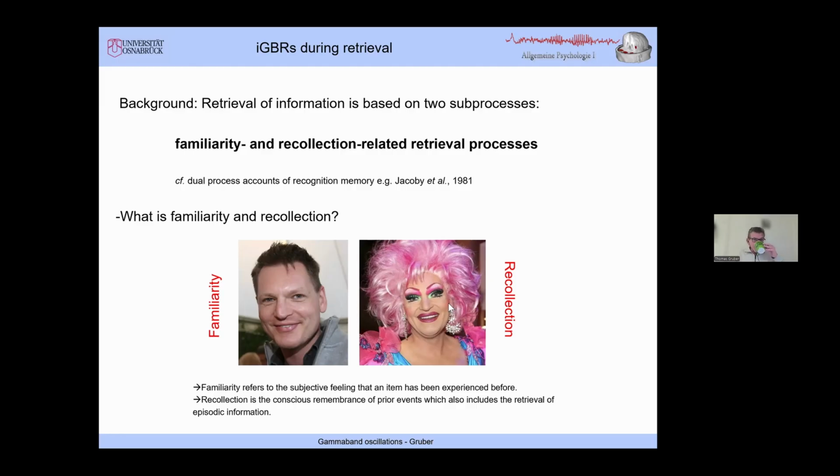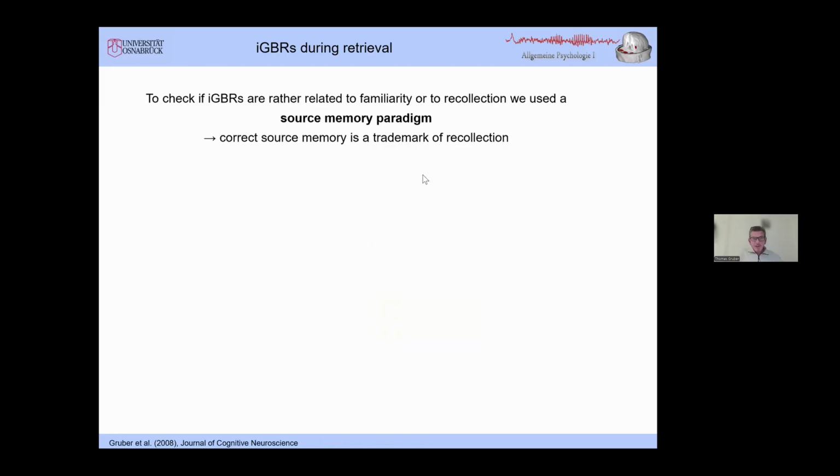Now we want to check if induced gamma band responses are rather related to familiarity or to recollection. To do so, we used a so-called source memory paradigm, with the correct source being a trademark of recollection. A source is just the recollection, the remembrance of additional information related to a stimulus. I show you how this paradigm works.